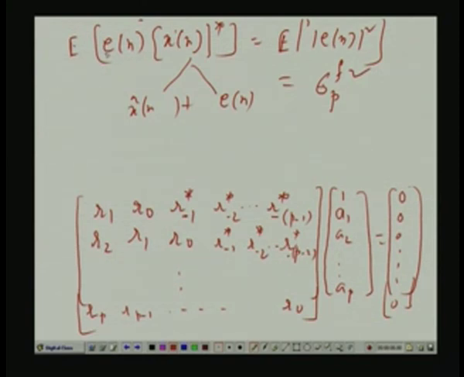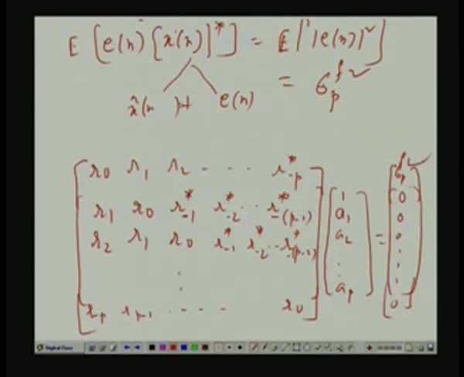Now, if you replace E n by that expression x n plus a 1 x n minus 1 plus dot dot dot up to a p x n minus p, and carry out this product, you will see you get this term R 0, because x n into x star n gives R 0, then R 1, R 2, dot dot dot up to R minus p star, and this product will give rise to this term sigma p f square.